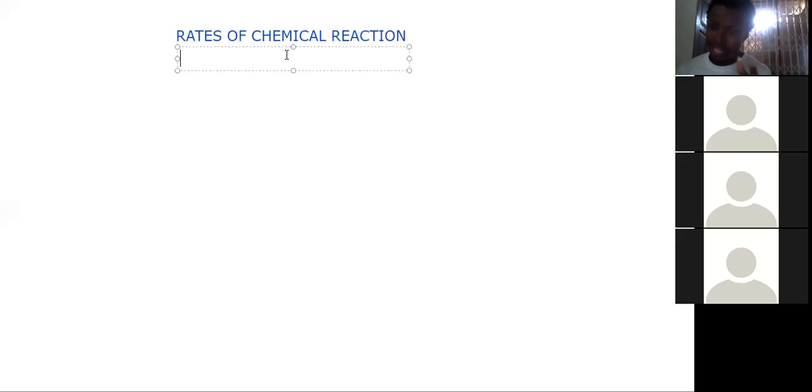And so basically that is it. There should be that consumption of the reactants before we can get a product. So we can define rate of chemical reaction, and that happens within a specific time frame. We are saying that the rate of chemical reaction is the amount of reactants consumed per unit time.